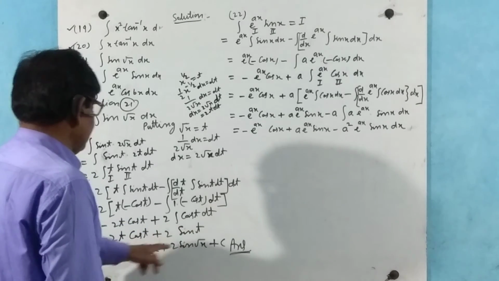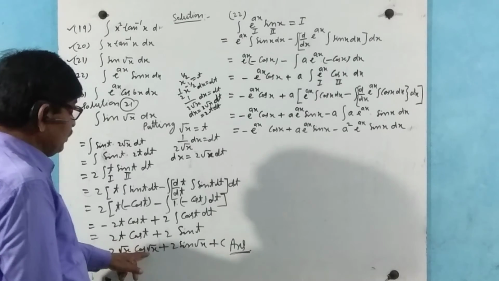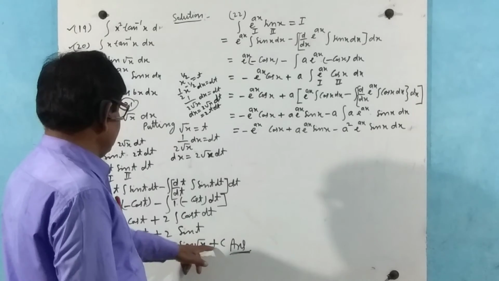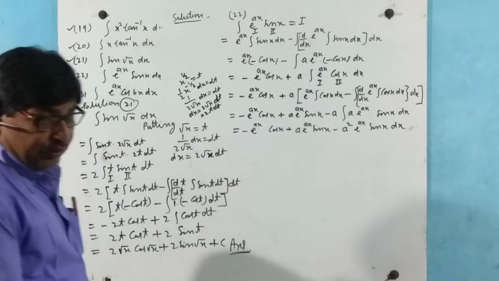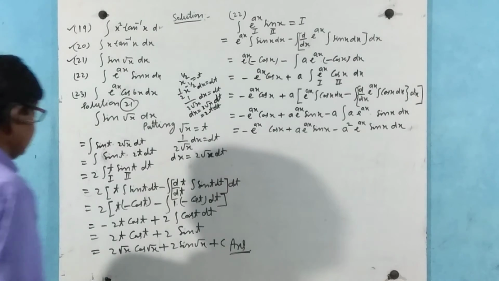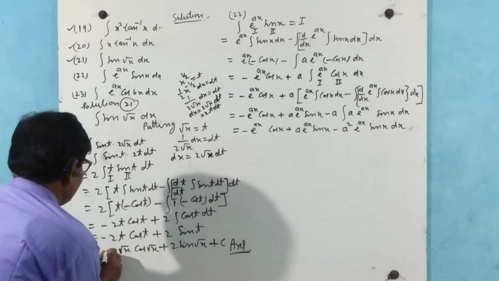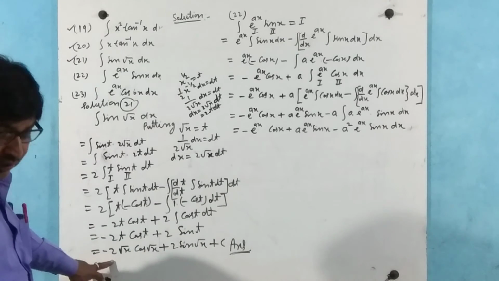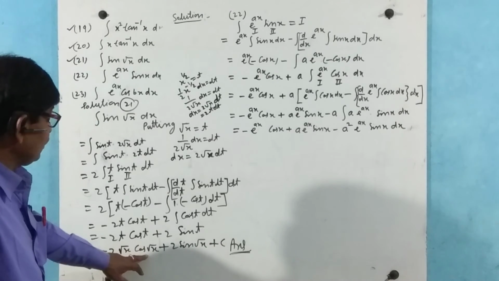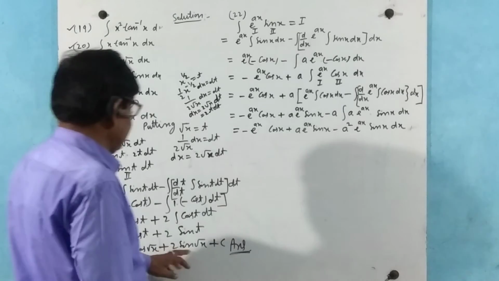Putting the value of t equal to root x, this is minus 2 root x cos root x plus 2 sin root x plus c. This is our answer.